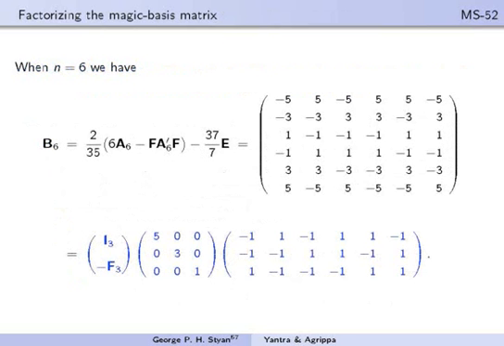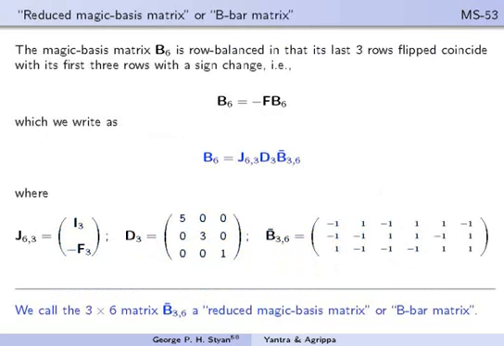For n equal to 6, the B bar matrix is in the bottom right hand corner where you see the numbers plus and minus 1. The bigger one, with the bottom part being a reflection of the upper part, has the original scaling 5, 3, 1, 1, 3, 5, which we can take out. So we can reduce things to this so-called B bar or reduced magic basis matrix. The magic basis matrix B6 is row balanced in that its last 3 rows flipped coincide with its first 3 rows with a sign change.